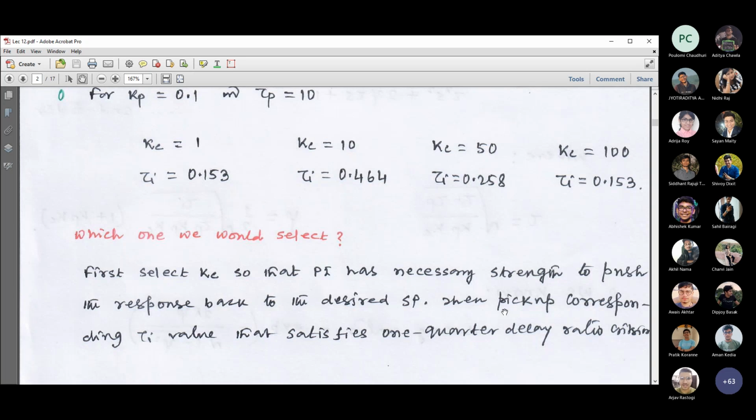So what are the drawbacks of this process? We have discussed 1/4 decay ratio criteria. I have detailed the process tuning method. Now can you tell me a couple of drawbacks for this process, student? Anyone? What are the drawbacks of this process?